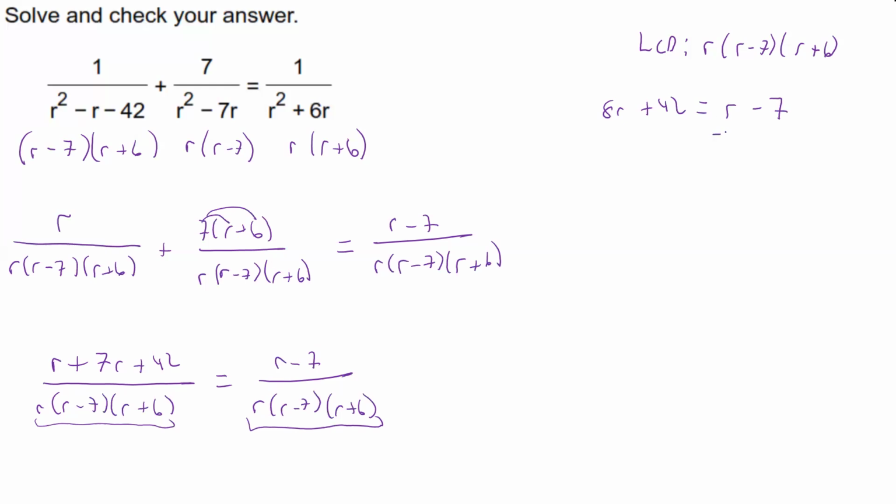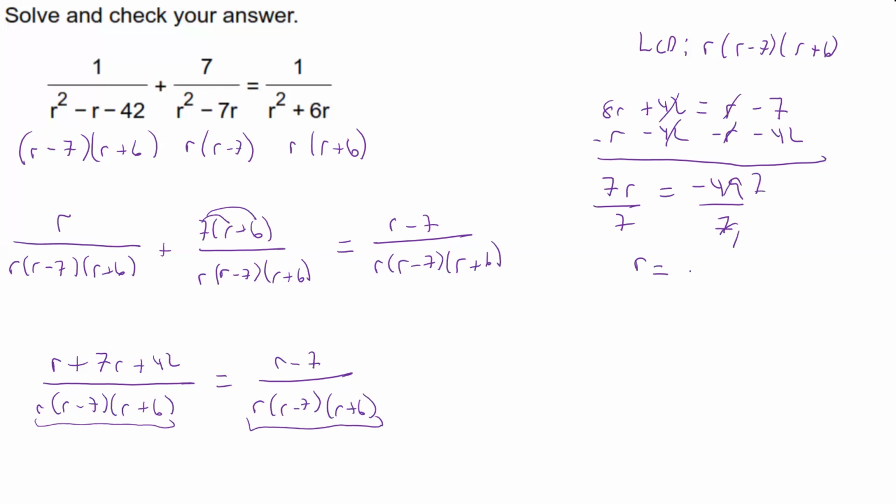Okay, so if I subtract r, subtract 42, subtract 42, what do I get? 8r minus r is going to be 7r. Those cancel, those cancel. That's equal to minus 49, divided by 7, divided by 7. r is equal to, well, 7 goes into here 7 times, so we're going to get a negative 7 as our solution if it works.